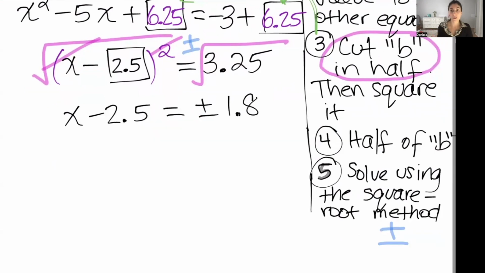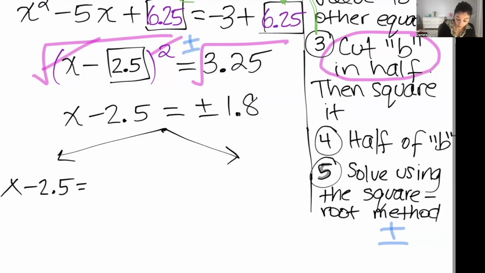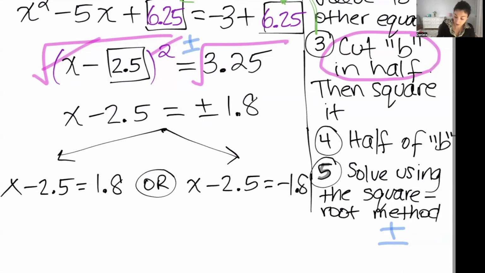Okay, so now we are one step away, right? If we combine like terms. Now, before I do that, you can in this step add 2.5 to both sides. I like to, at this point in time, remind my students, what the heck is that even saying? Well, this is saying two things: that x minus 2.5 is equal to the positive 1.8, or, you guessed it, x minus 2.5 is equal to negative 1.8. That's literally what that previous step is saying.